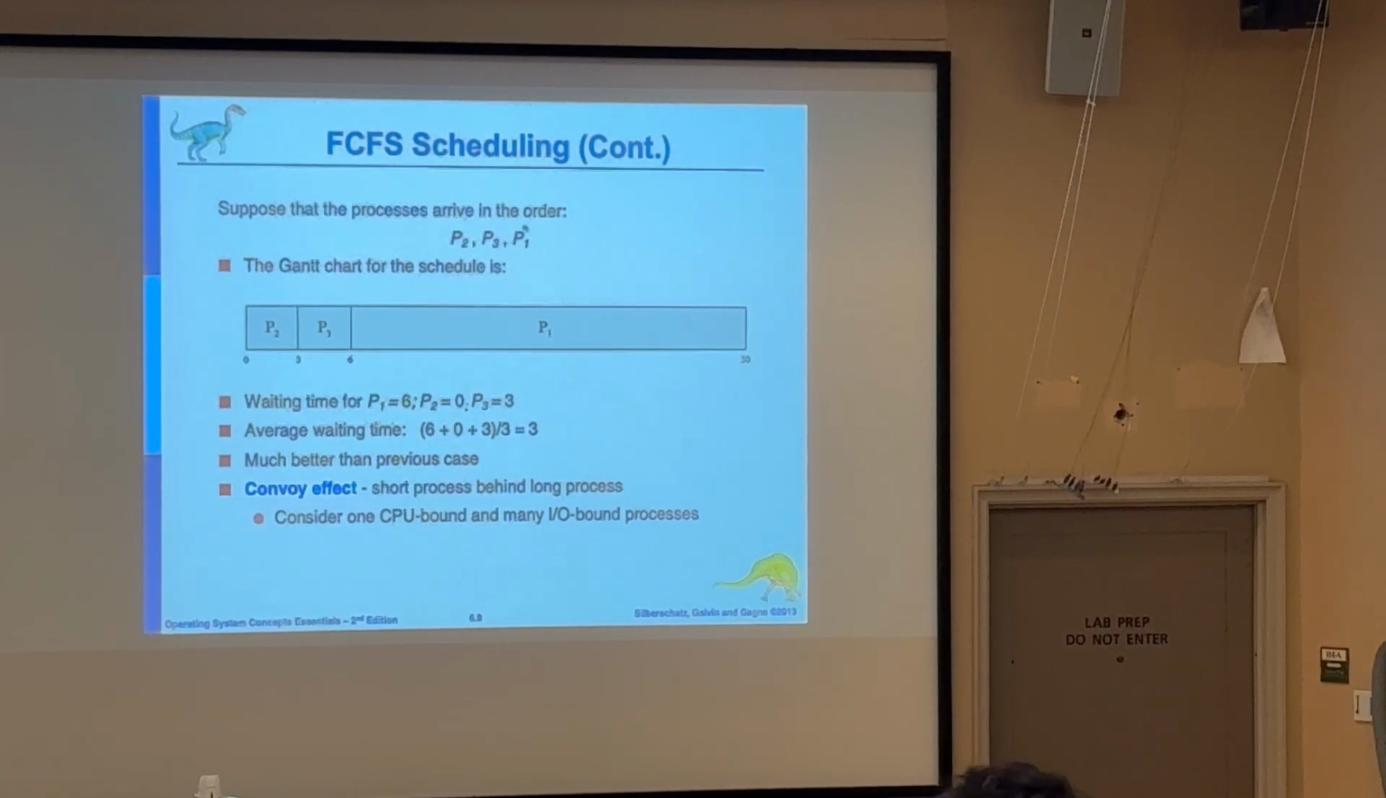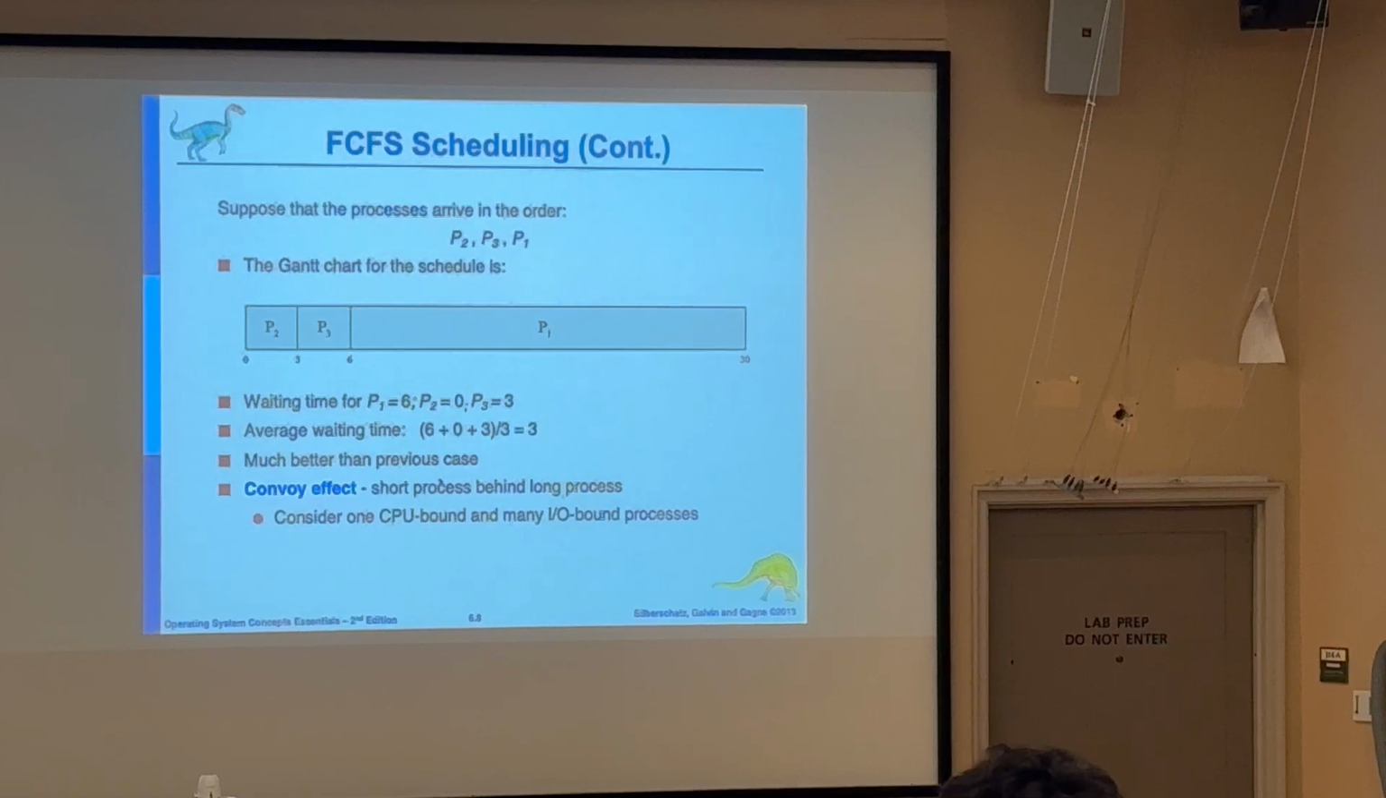Suppose the processes arrive in a different order, P2, P3, P1. We are still using this first come, first served scheduling algorithm, and they are in this order, P2, P3, P1. In this case, P1's waiting time is 6, but P2 and P3's waiting time is 0 and 3. So the average waiting time is much shorter. The waiting time is much better than the previous case.